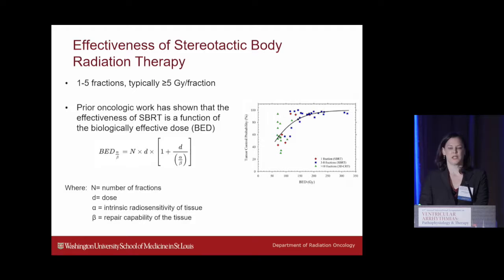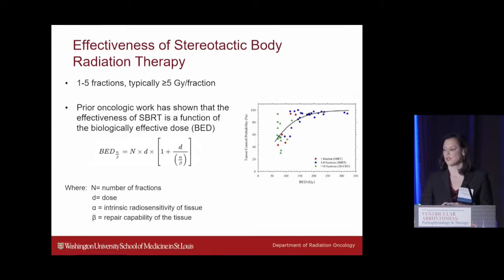So stereotactic body radiation therapy is given over 1 to 5 fractions and is typically greater than 5 gray per fraction. So this is high-dose radiation. But based on that number of fractions, we know that the radiobiology tenets we mentioned earlier in regards to tumor cells wouldn't really be in play here.